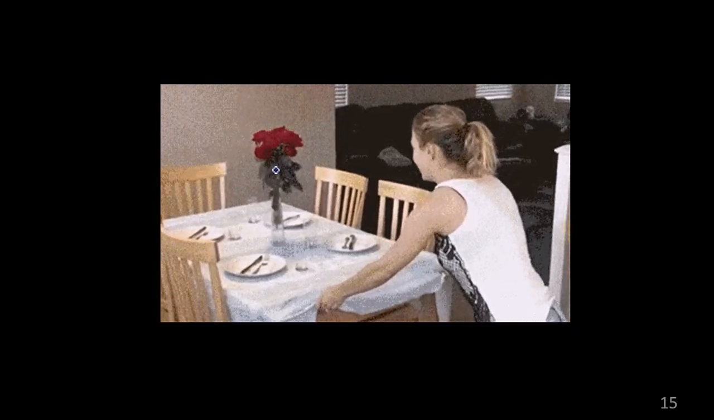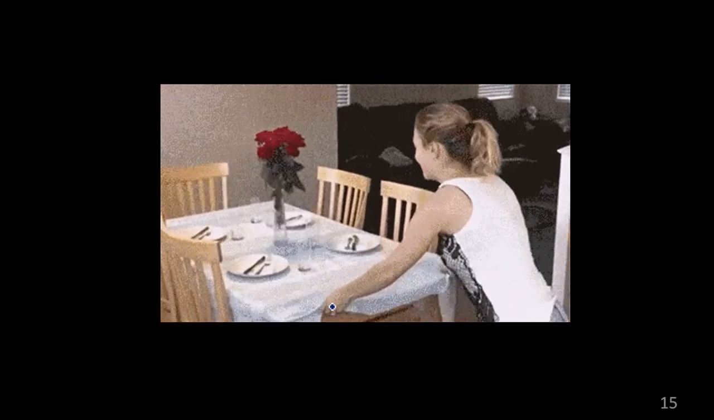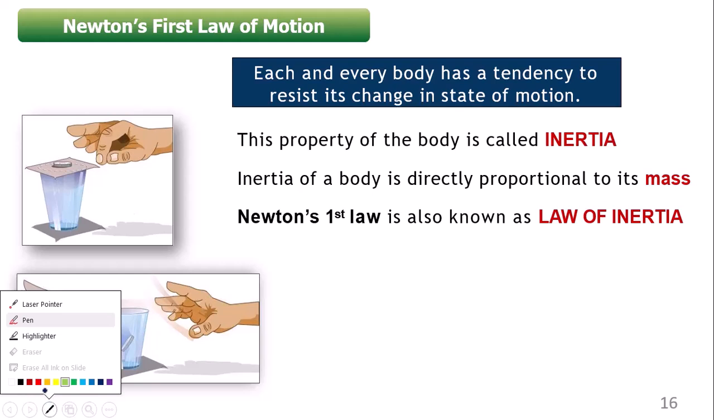The difference from the previous case is that here I am taking more time. Whenever I take more time to pull the cloth, the flower vase or the utensils placed over the table get time to change their state. I have to apply the force very fast so that there is no change. So this property is called inertia.